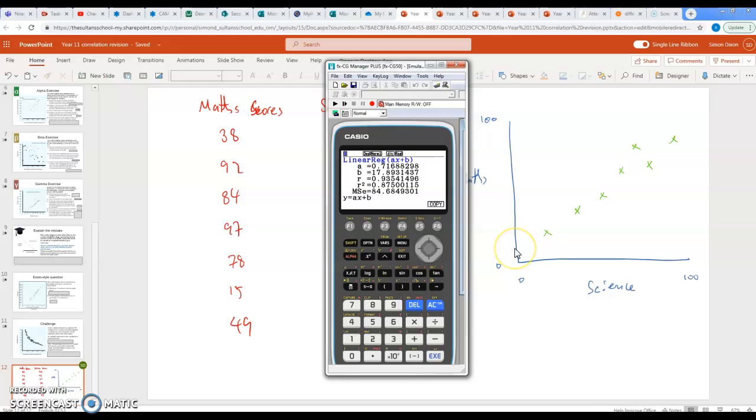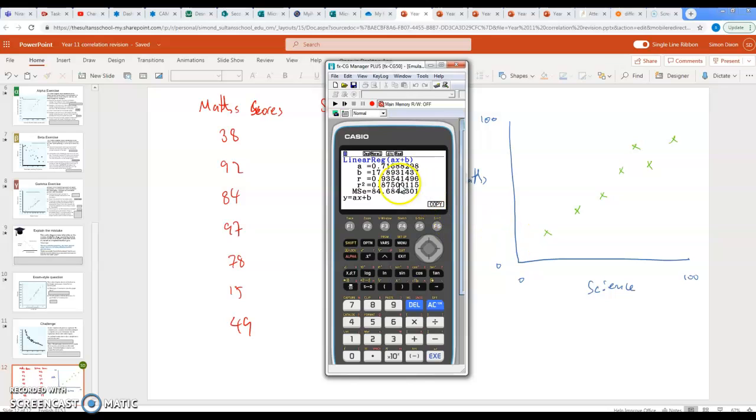So what that really means is that if you know the math score, you do 0.717 times the math score plus 17.9, and that will give you a prediction for what that student's science score would be. It won't be perfect. The stronger the correlation, the better the prediction.